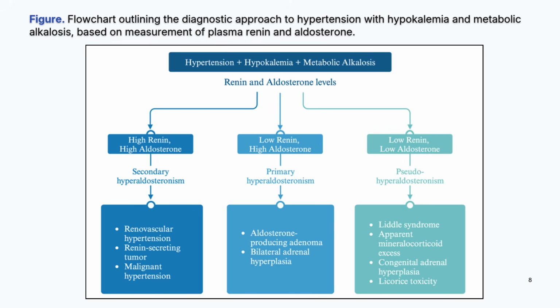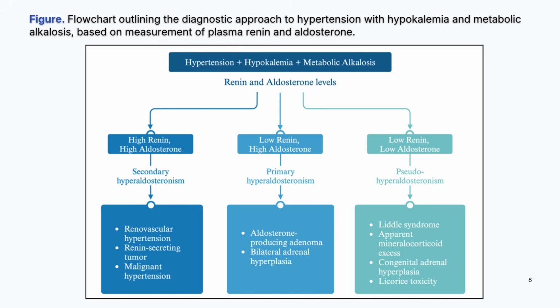Whenever you are faced with hypertension plus hypokalemia plus metabolic alkalosis, everything hinges on interpreting renin and aldosterone correctly. After repleting the potassium, of course, this flow chart breaks into three pathways, and once you understand them, the entire differential becomes intuitive rather than overwhelming. On the left side, if both renin and aldosterone are high, you're dealing with secondary hyperaldosteronism, which pushes you towards things like renovascular hypertension, renin-secreting tumors, or even malignant hypertension driving renin up. This is where imaging, Doppler, CTA, MRA, and eventually angiography become more important.